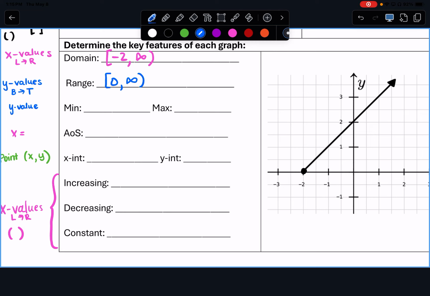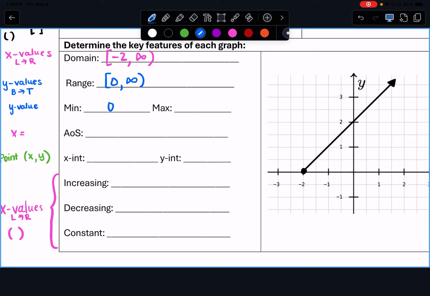Now, our min, what's the smallest y value on that graph? 0. Now, max, what's the biggest y value it goes to? Infinity, right? It goes on forever. We're not looking at the grid. When I say the graph, I'm talking about what is graphed on the graph.